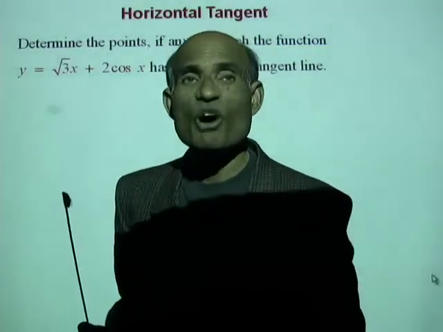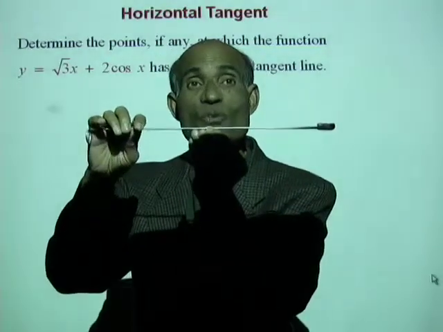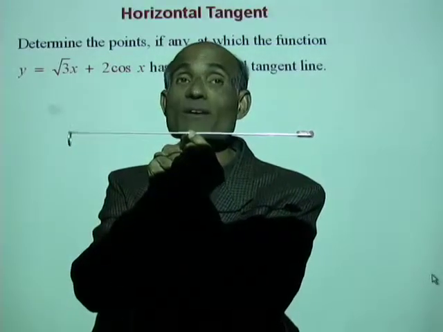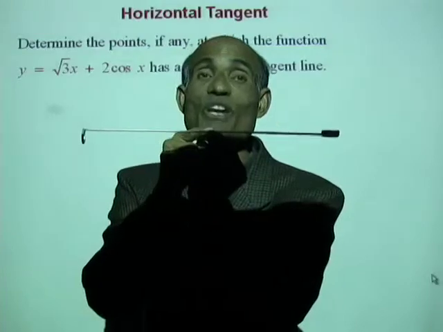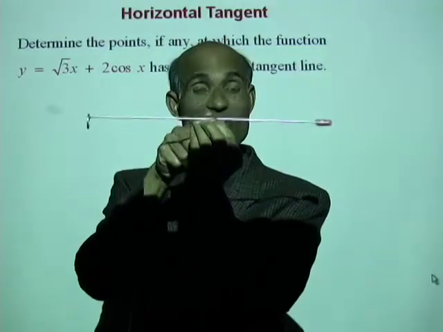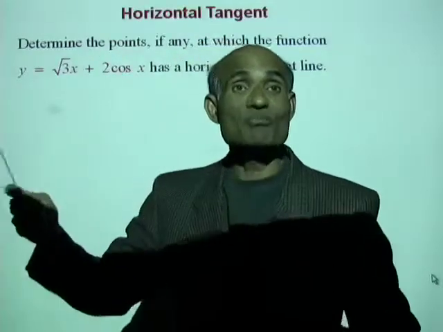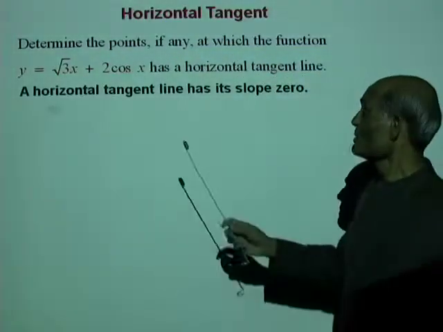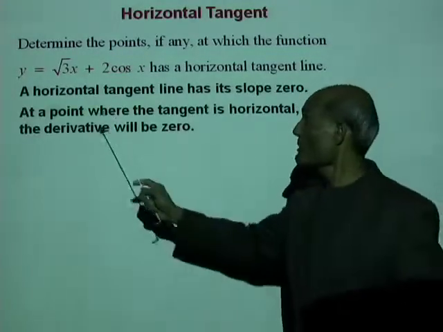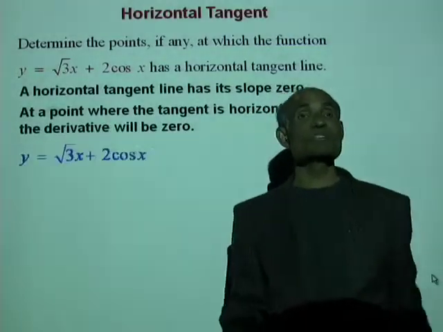So what is the significance of a point where you have a horizontal tangent line? At a point where you have a horizontal tangent line, the derivative is 0. Why? Because the derivative at a point is a measure of the slope of the tangent line at that point. So if the tangent line is horizontal, its slope is 0. That means the derivative at that point is 0. So a horizontal tangent line has its slope 0. That means at a point where the tangent is horizontal, the derivative will be 0.